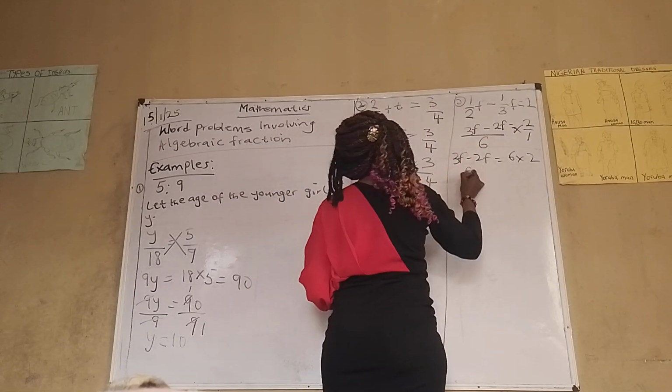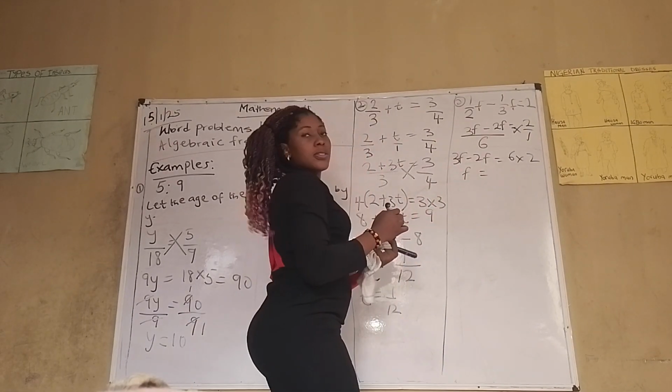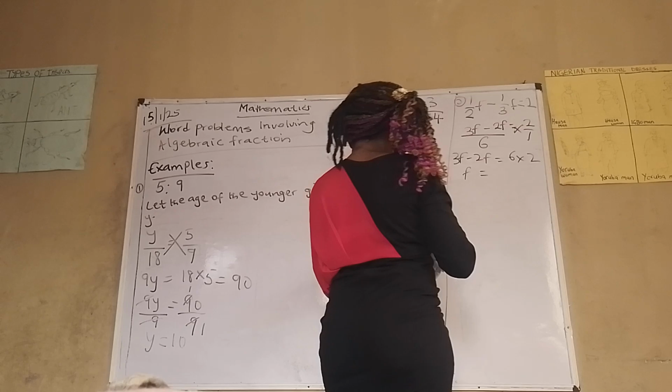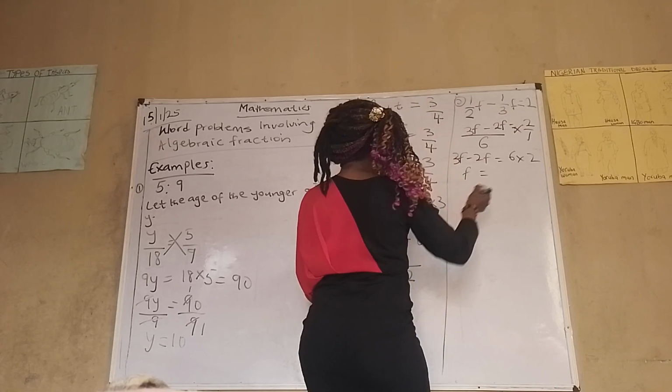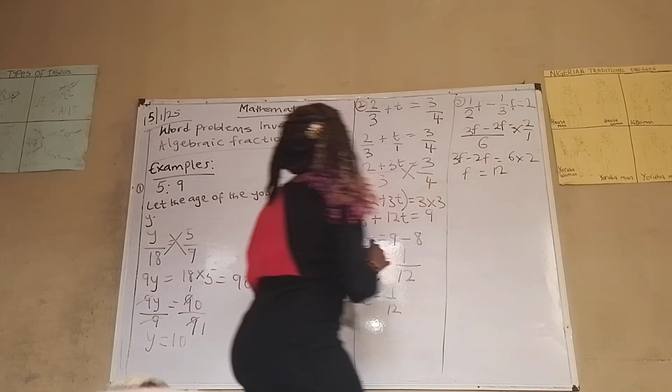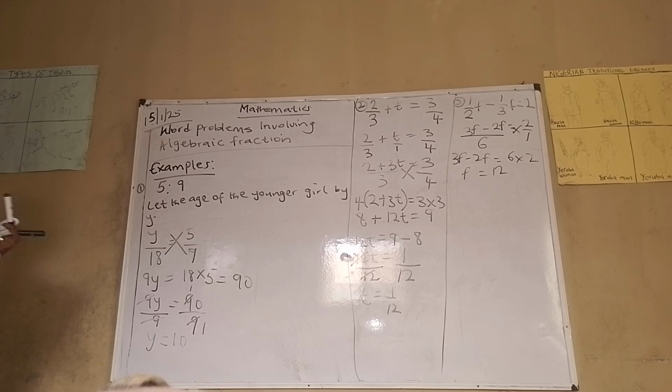So f is equal to what? 6 times 2 is 12. So the number is 12. Is it clear?